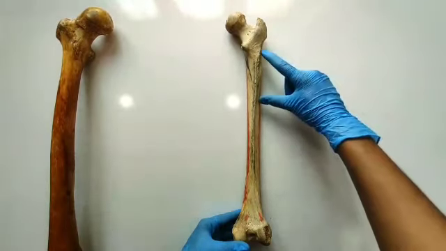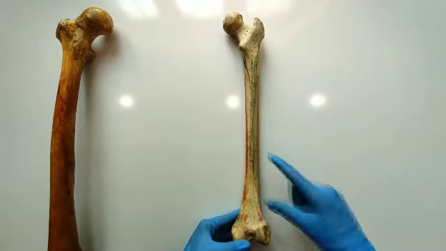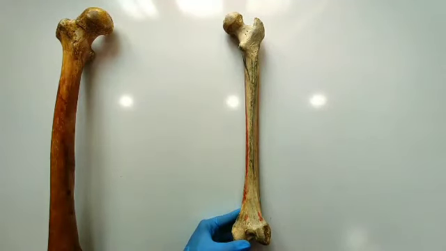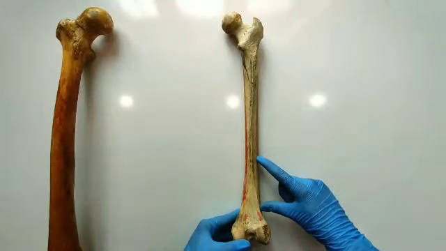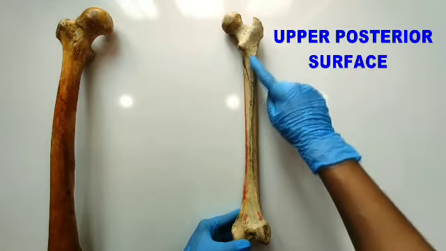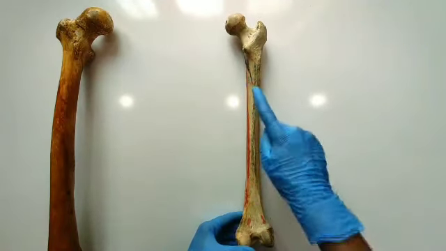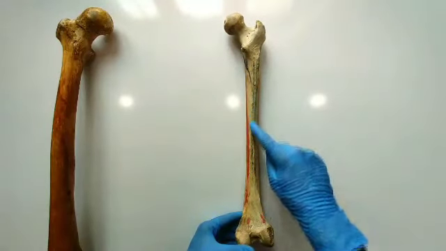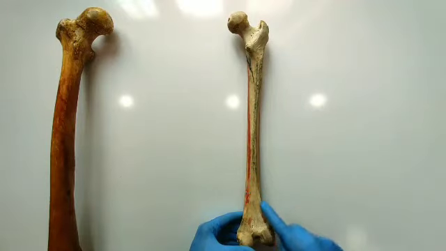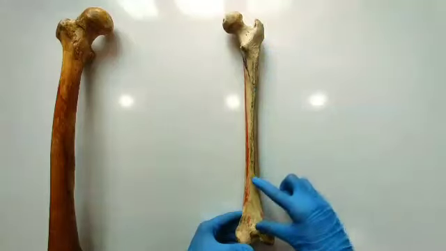Now in the upper 1/3 and the lower 1/3, since the shaft is expanded, there are 4 surfaces. One additional surface is there in the upper 1/3 and lower 1/3, and these are the upper posterior surface and lower posterior surface. That is, in the upper 1/3 and the lower 1/3, the posterior border splits to enclose one surface at the upper 1/3 and lower 1/3.